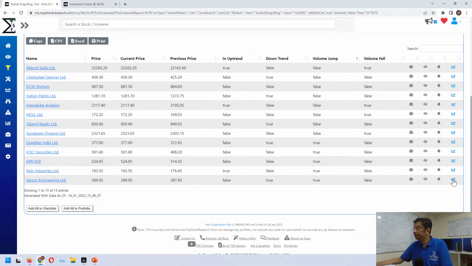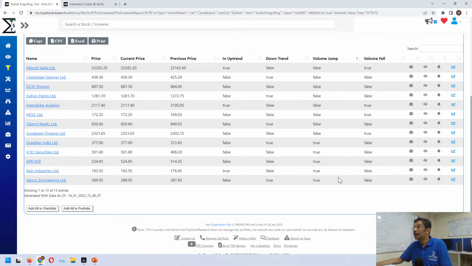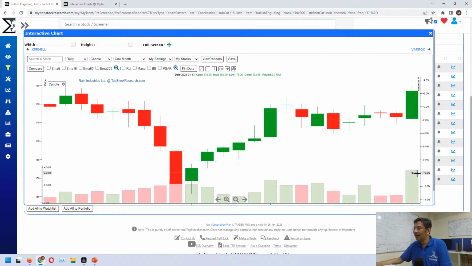So let's look at Varrock. It's a small engulfing, not too great an engulfing, but it's with good volume as we have seen, and it's almost at a downtrend, right? Had this candle been a little bit longer, starting from a little lower or a little higher, then it would have given a much better signal. But these are typical reversal patterns, right? So a lot of chart patterns are like this.